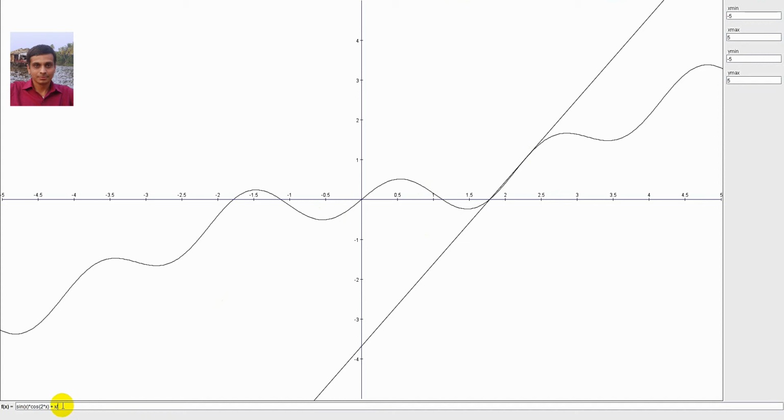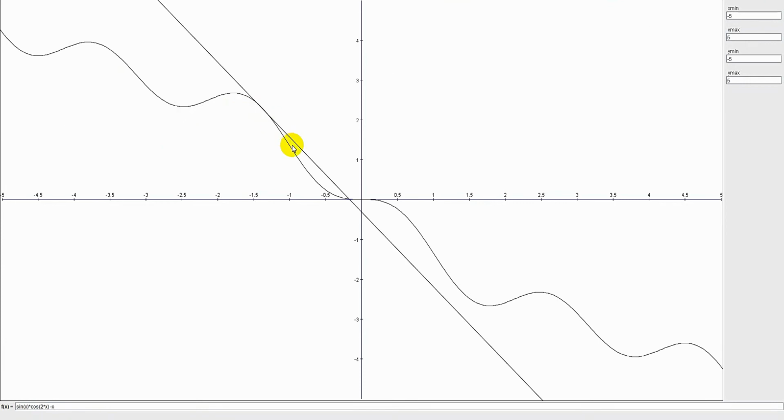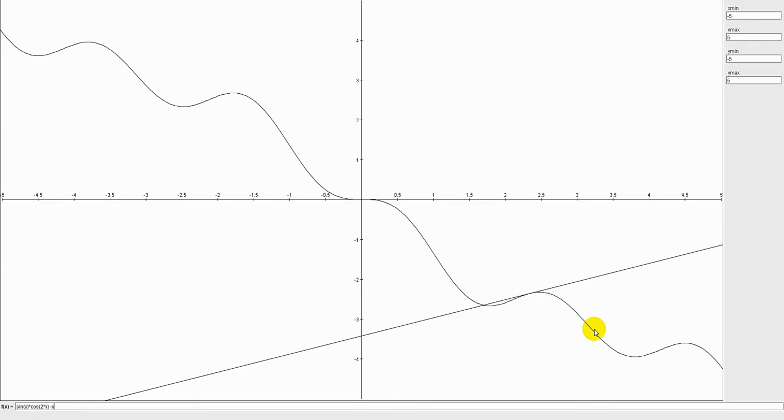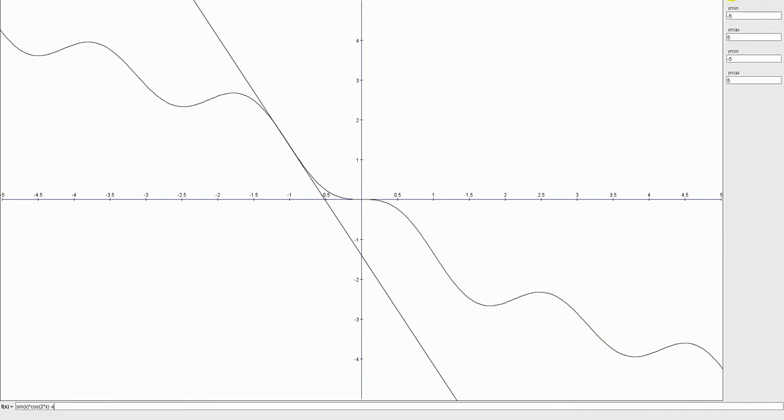We'll see some other example. I'll make it here minus x, and this is how the graph is now. This is the graph of the function sin x into cos 2x minus x. This function is also differentiable. The graphical interpretation is quite simple: if a tangent gets drawn, then the function is differentiable.